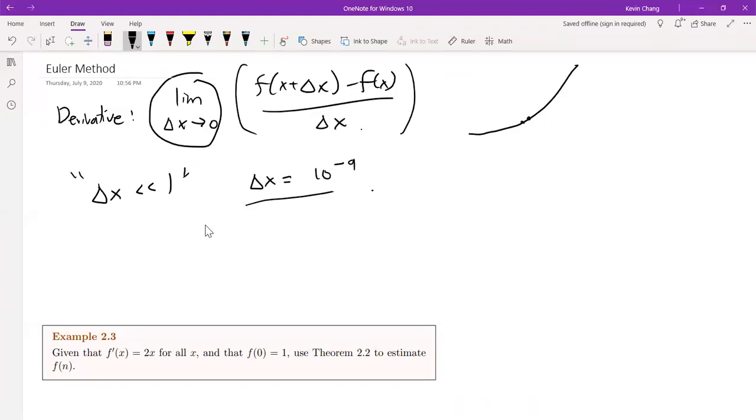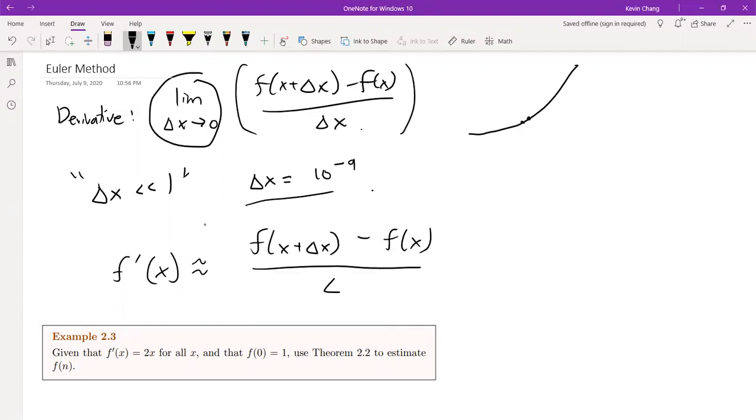So we can write that the derivative f prime of x at some point x is approximately, and approximately because we are using some very small value of delta x, f of x plus delta x minus f of x over delta x. And there's no limit this time. This is just a very small number. And this is important because for our curve here, let's say that instead of having a function for the curve, we have a set of data. So for example, like this.